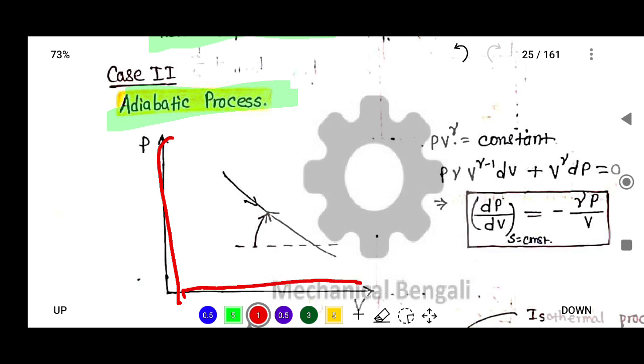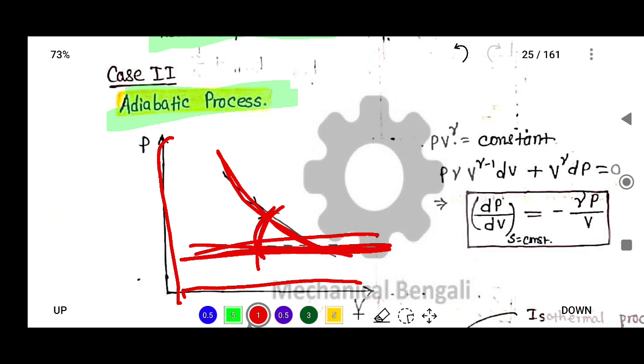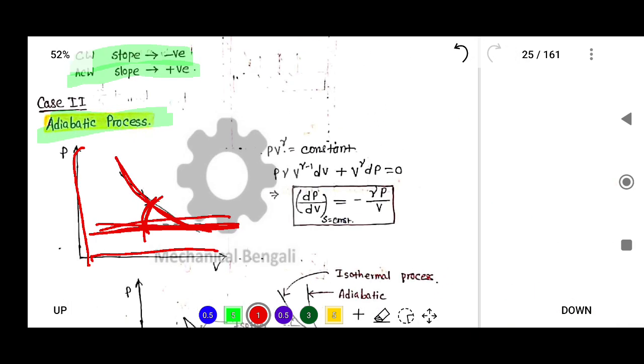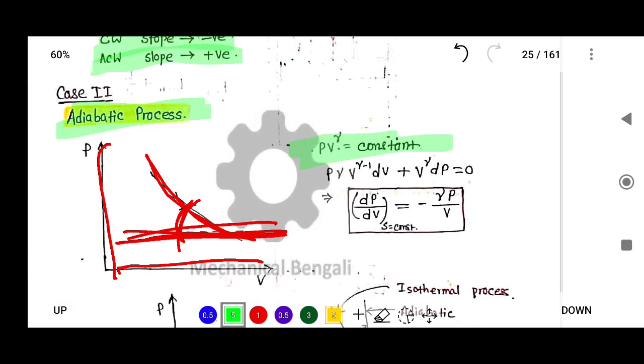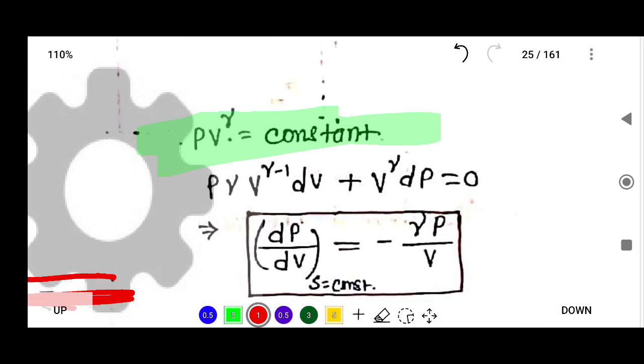this is the volume axis, suppose this is the slope. So here there is a clockwise slope, this is the horizontal line, and there is a clockwise slope. So we know that clockwise slopes are positive. Now if you want to calculate the slope, PV to the gamma is equal to constant, it is applicable because it is an adiabatic process.